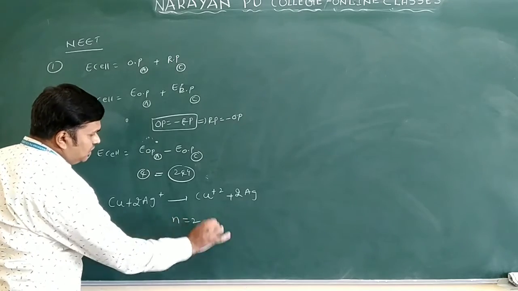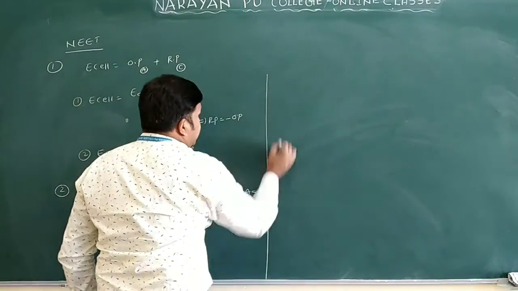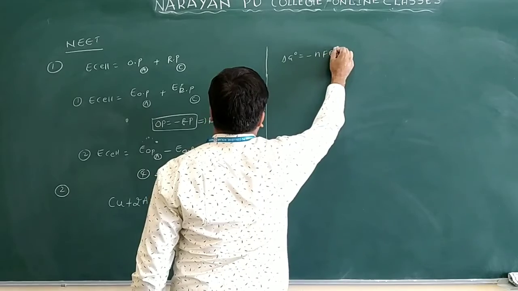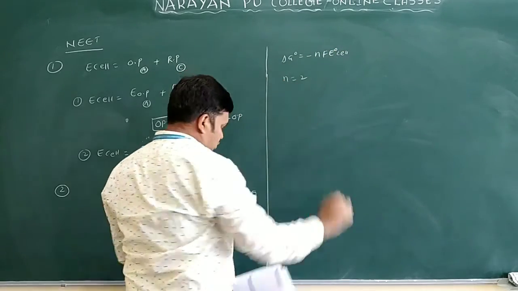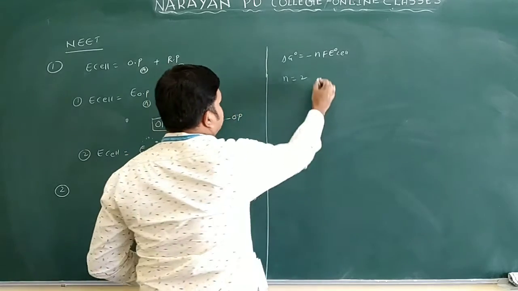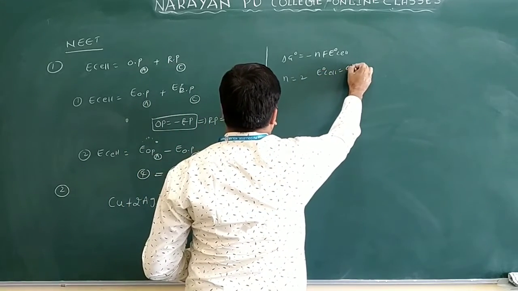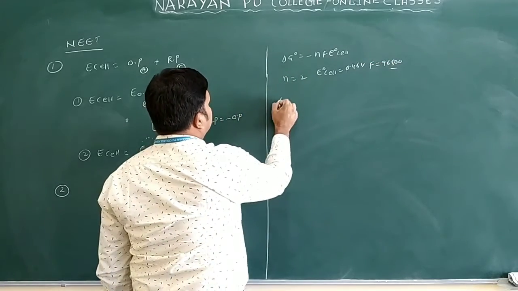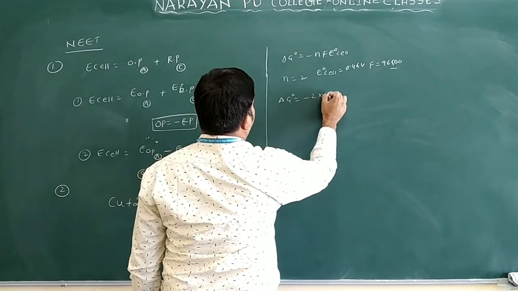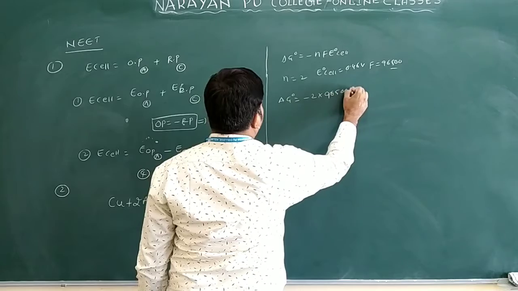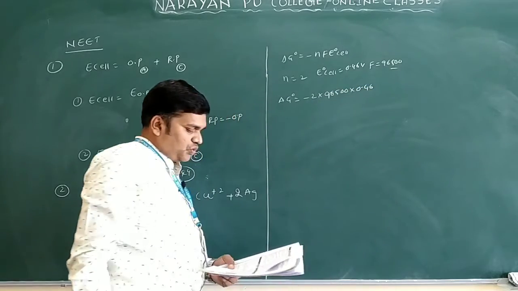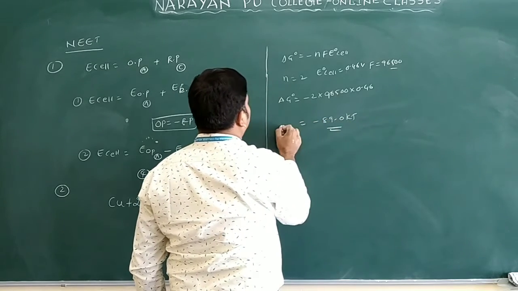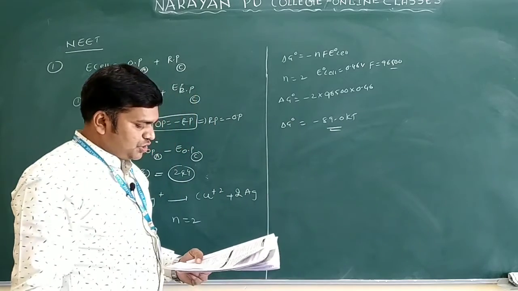What is the N value? N value is 2. The formula for standard Gibbs energy is delta G naught is equal to minus N F E naught cell. N value is 2, E naught cell is given as 0.46 volts, and F is equal to 96500. Substituting the values, delta G naught is equal to minus 2 into 96500 into 0.46. So you will get minus 89.0 kilojoules. This is the answer for question number 2.